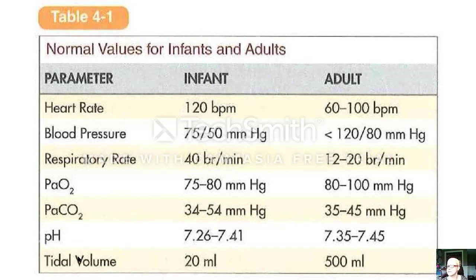I think on the previous slide I said beats per minute. It should be breaths per minute. Oxygen: infant 75 to 80, adult 80 to 100. CO2: infant 34 to 54, adult 35 to 45. pH: infant 7.26 to 7.41, adult 7.35 to 7.45. Tidal volume: infant 20 milliliters, adult 500 milliliters.